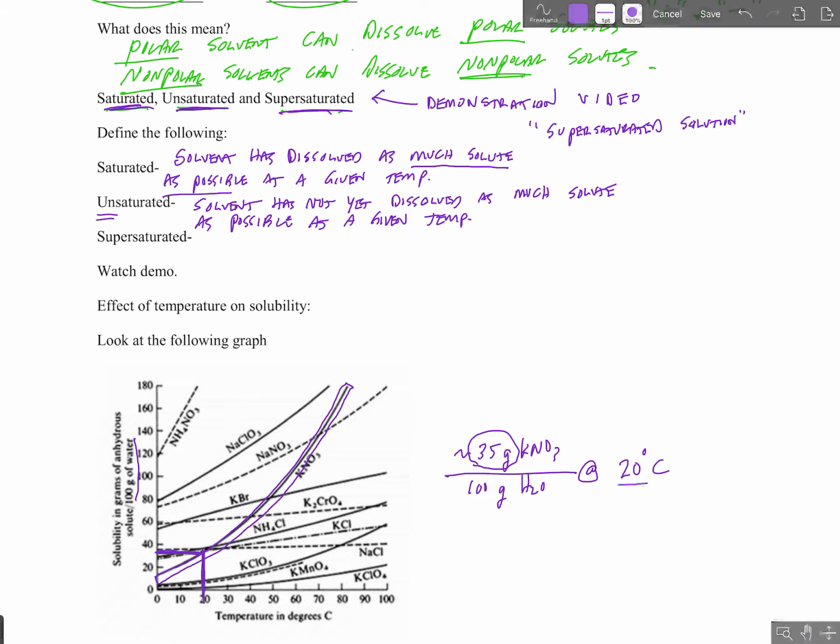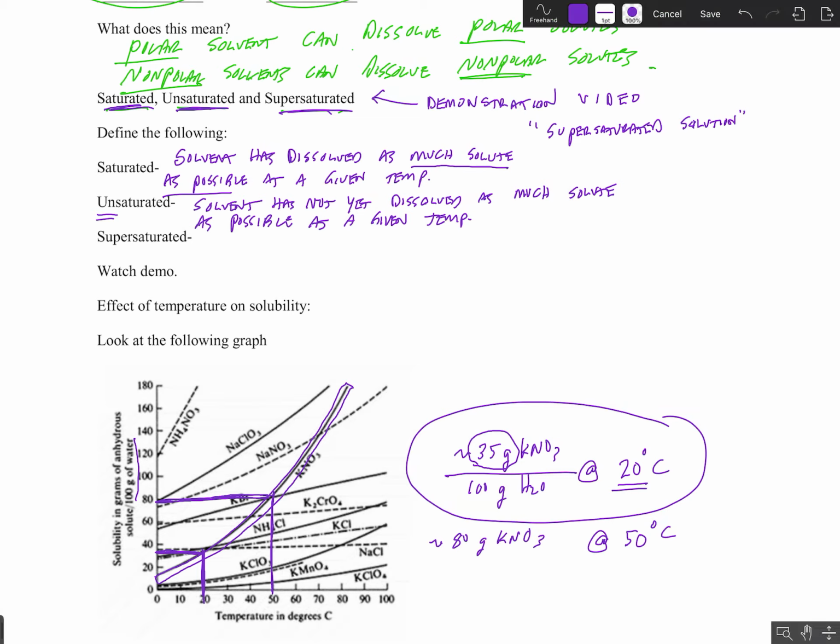What if I warmed this solution that's at 20 degrees Celsius up to 50 degrees Celsius? So all I've done is I've taken this solution here, I've put it on a hot plate, and I've warmed it up to 50 Celsius. Now, isn't it possible to dissolve close to 80 grams of potassium nitrate? So about 80 grams of potassium nitrate can dissolve in 100 grams of water at 50 degrees Celsius. So if I only had my 35 grams in there, and I warmed it up to 50, wouldn't it turn from a saturated solution to an unsaturated solution?